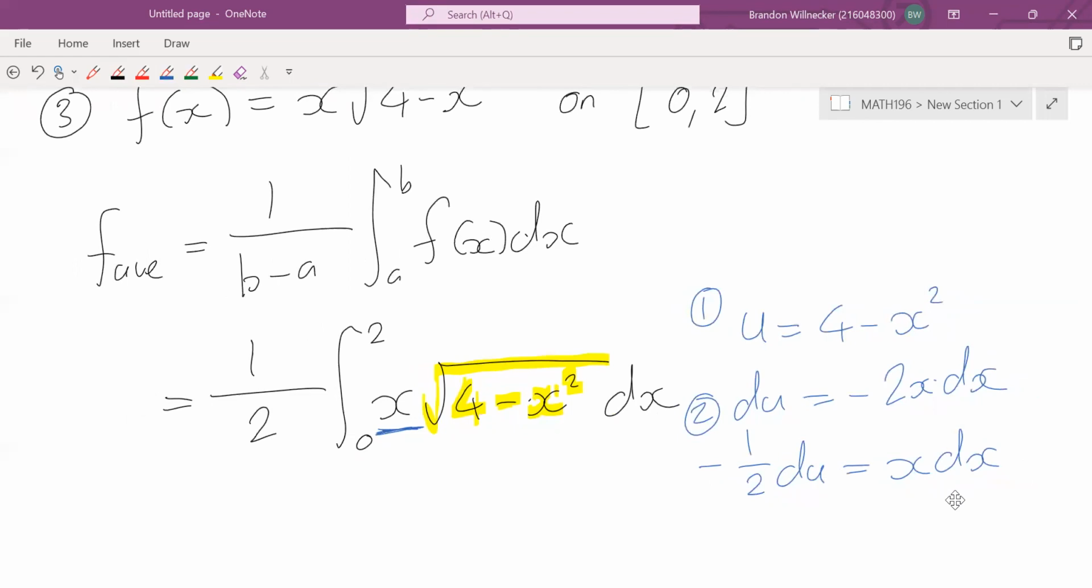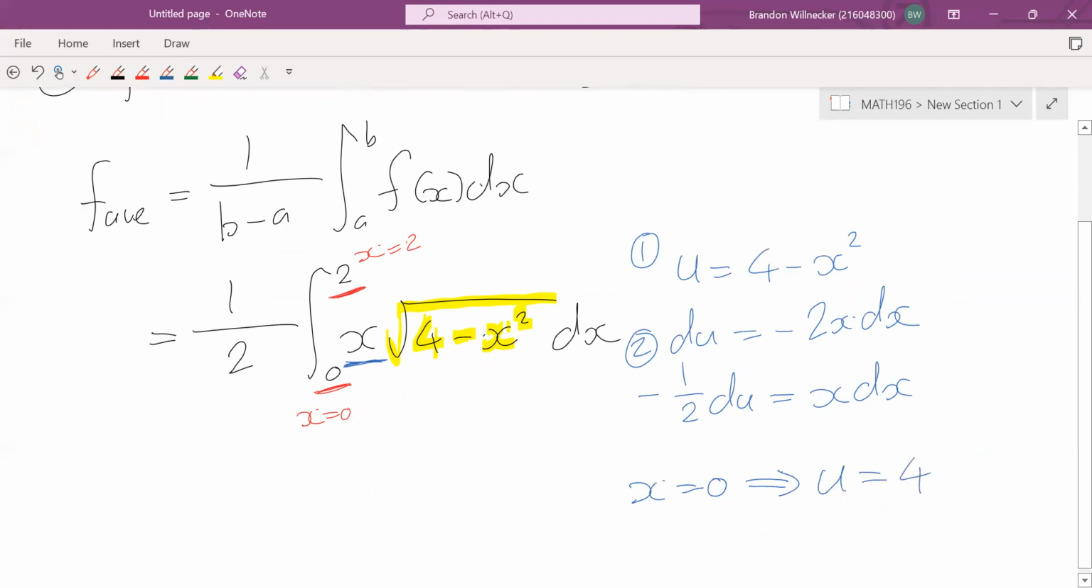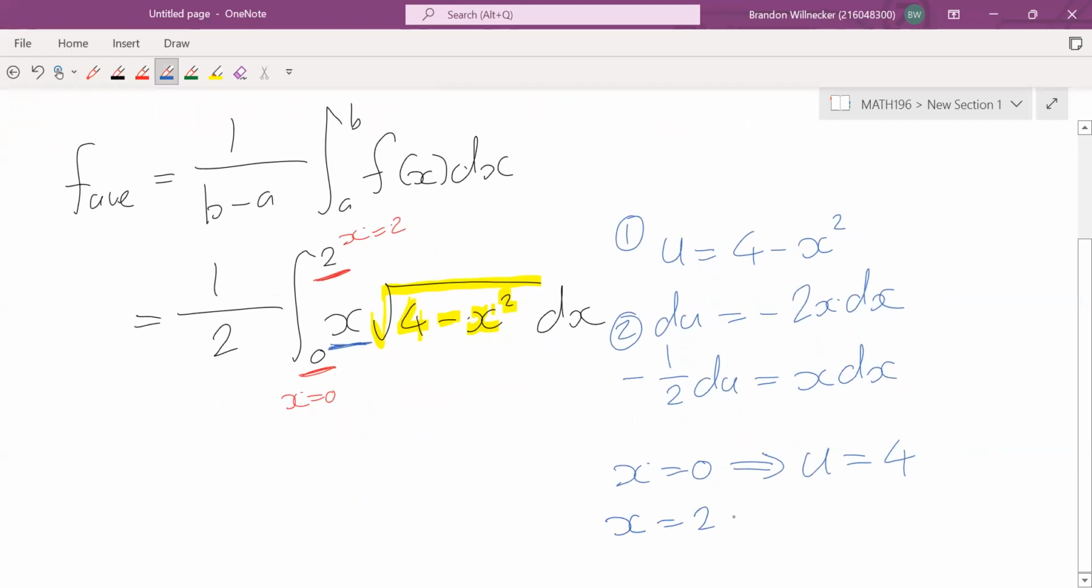And remember, for definite integrals, we also need to change the bounds. So 0 and 2, those are the x bounds. So this is x equals 0 and x equals 2. We need to change that into u bounds. Okay, so if x is equal to 0, then u is equal to 4 minus 0 squared, so that's going to be 4. If x is equal to 2, then u is going to be 4 minus 2 squared, so that's 4 minus 4, that's going to be 0. Okay, and that was step 3.